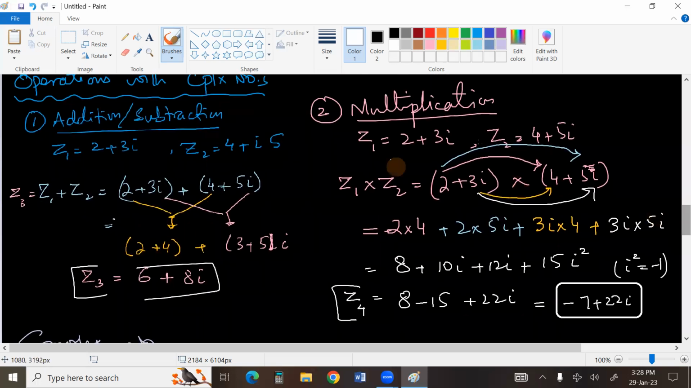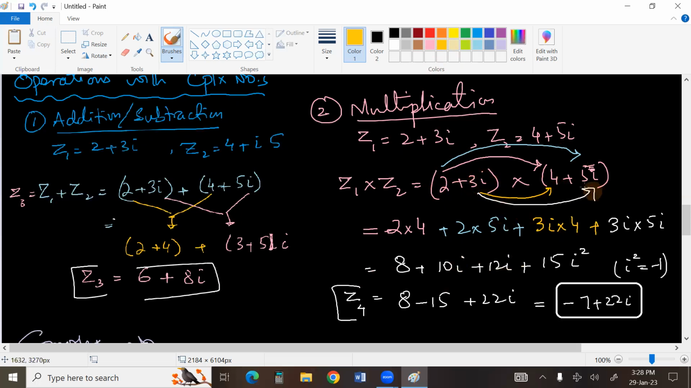I'm not generalizing these results, and instead I'm using particular complex numbers for my explanation just for the preparation of your exams. Z1 is equal to 2 plus 3 iota, and Z2 is 4 plus 5 iota. So you multiply, you expand as you would do in grade 6, expanding two brackets. So 2 times 4 is 8. 2 times 5 iota is 10 iota. 3 iota times 4 is 12 iota.